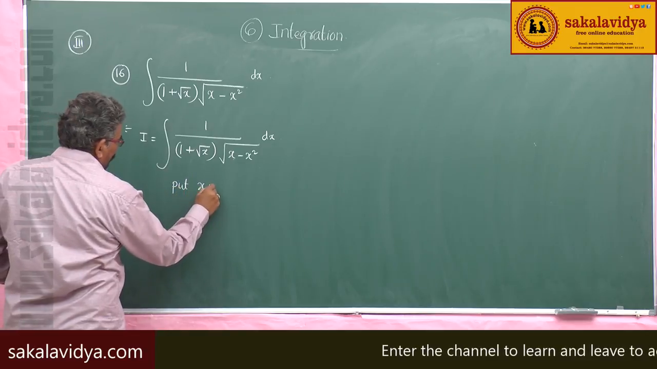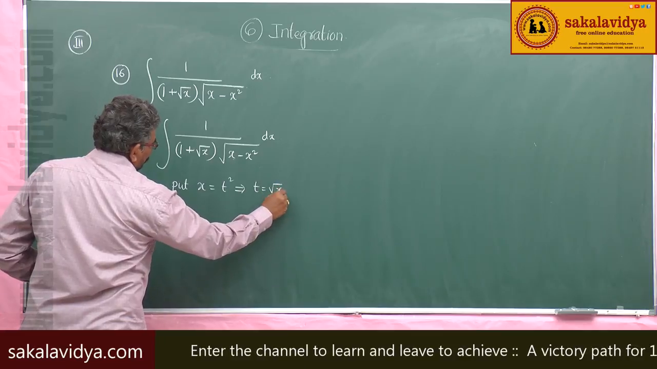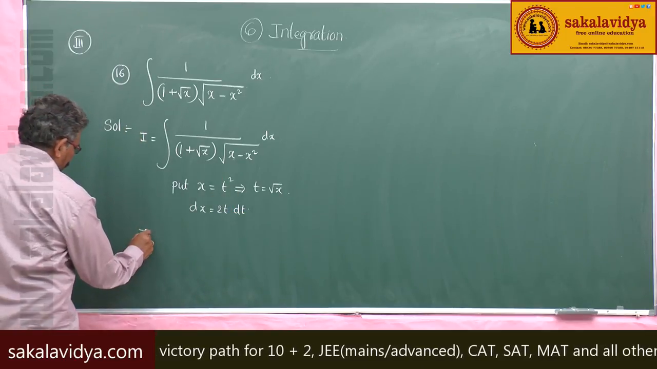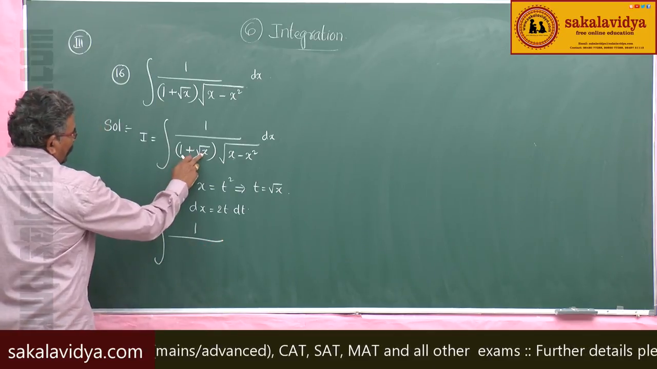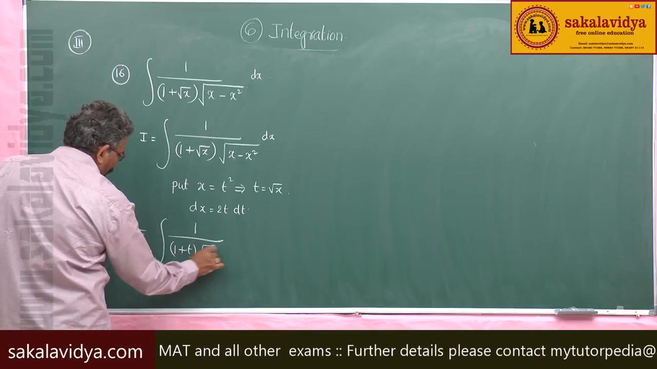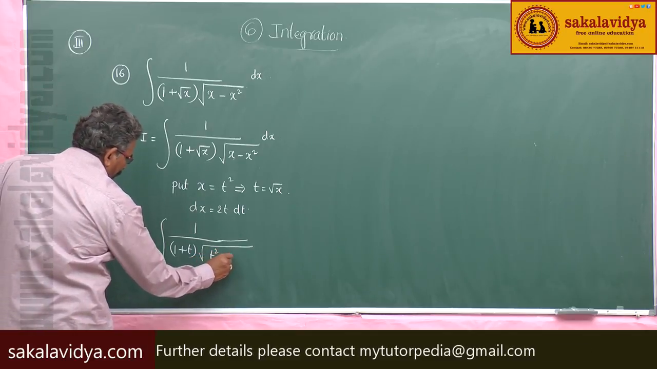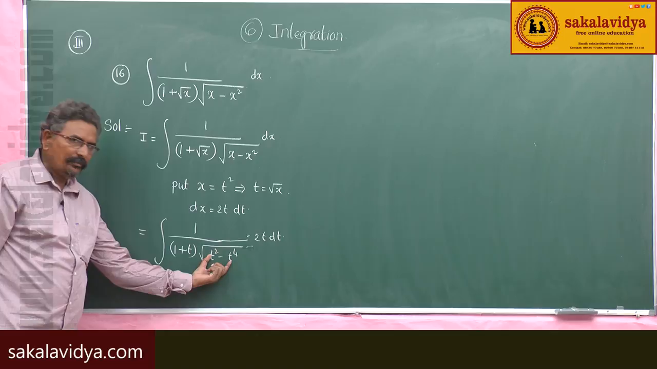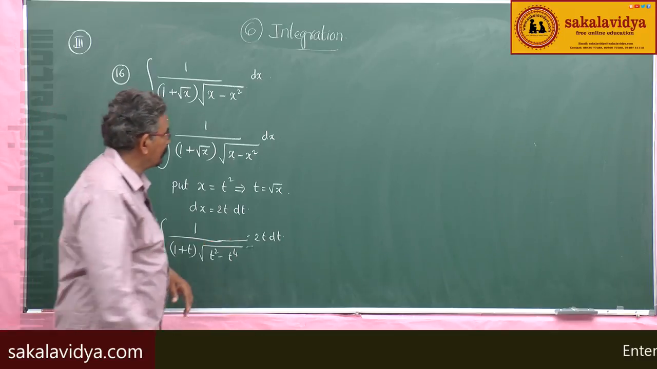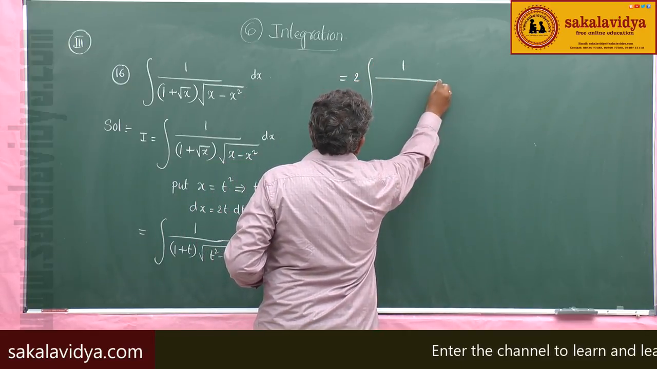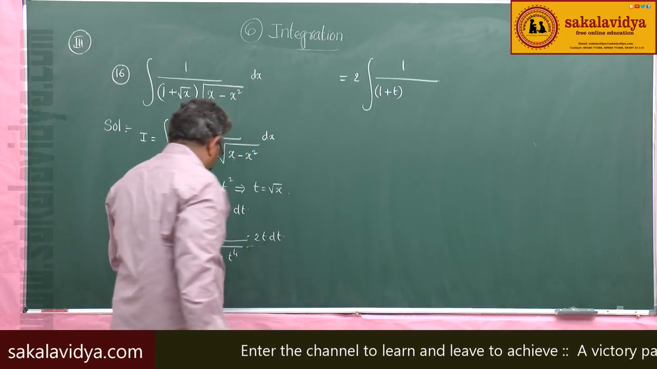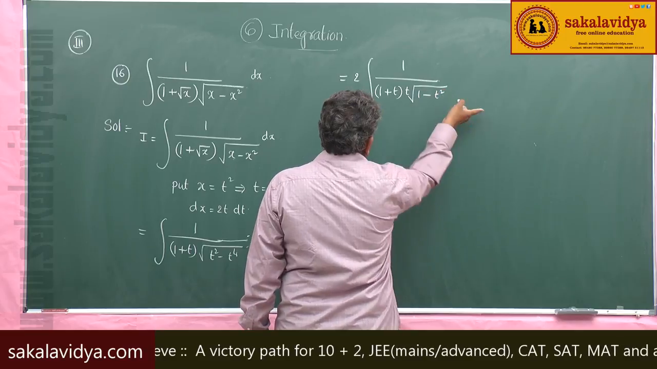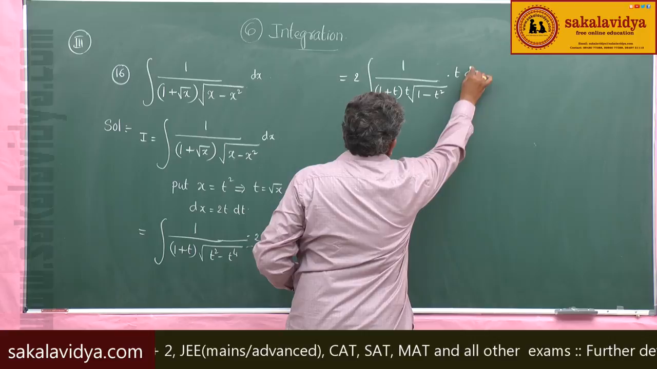Put x is equal to t square, t is equal to root x, dx is equal to 2t dt, we know. So now this can be written as the integral of 1 by (1 plus t), root x means t, root of (t square minus t power 4), into 2t dt. Very interesting. If you take t square common, that becomes t, 2 taken out: 2 integral 1 by (1 plus t) into root of t square (1 minus t square), so if t square goes inside, t square minus t power 4, into t dt, t t gets cancelled.